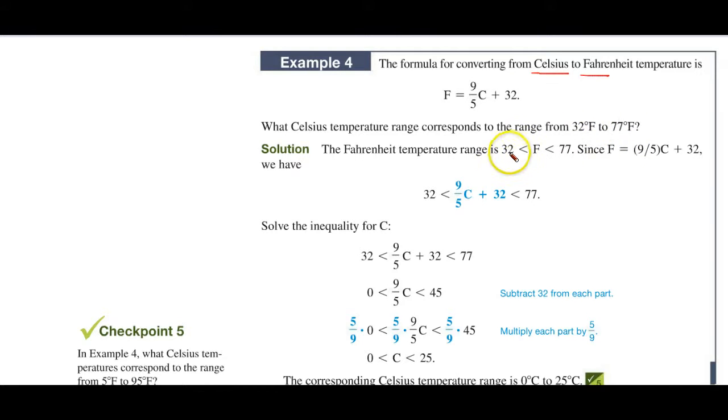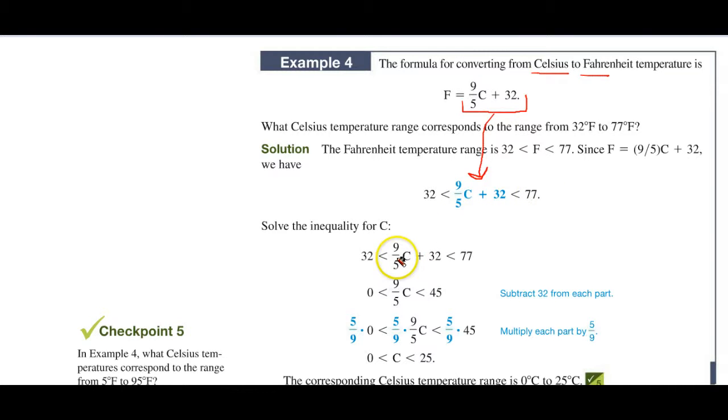So basically you're going to say the Fahrenheit range, where it begins at 32 and ends at 77, keeping in mind this is the formula of what Fahrenheit is. So you put this formula in the middle. There is your range. And again, 32 is not going to be included. 77 is not to be included.